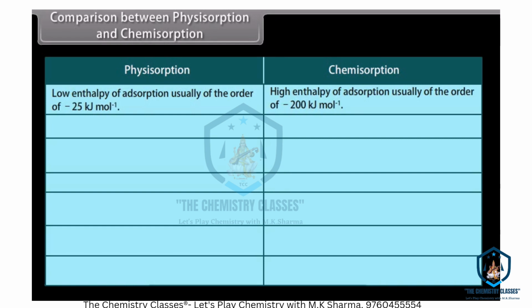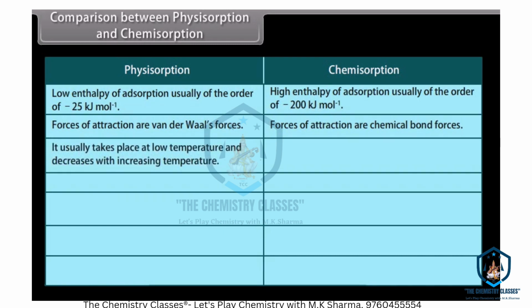In physisorption, forces of attraction are van der Waals forces, whereas in chemisorption, forces of attraction are chemical bond forces. Physisorption usually takes place at low temperature and decreases with increasing temperature, whereas chemisorption takes place at high temperature. Physisorption is reversible, whereas chemisorption is irreversible.